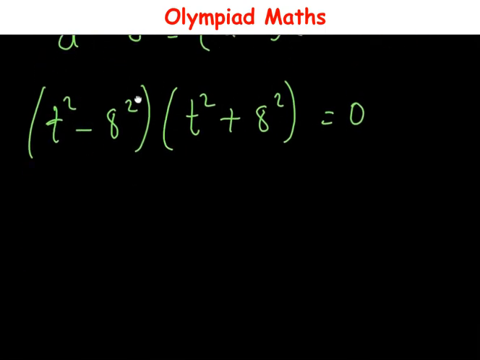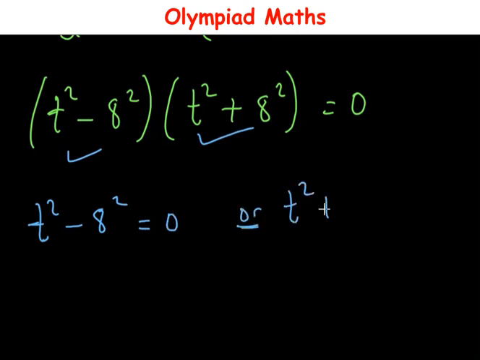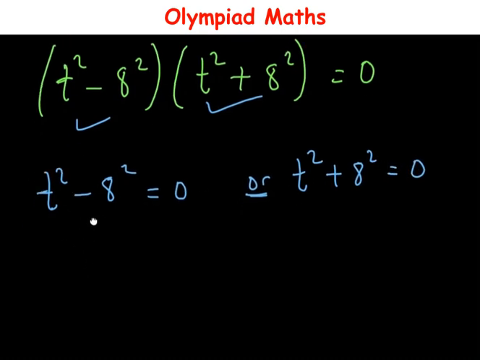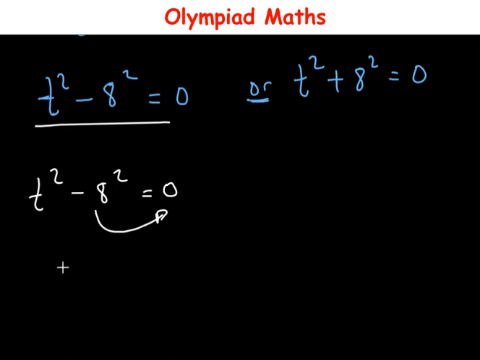So with this, we can equate this to 0 or equate this to 0. For the first one, we have t squared minus 8 squared is equal to 0, or for the second one, we have t squared plus 8 squared is equal to 0. Now let's solve these equations one after the other. For this one right here, we have t squared minus 8 squared is equal to 0. Move minus 8 squared over to this side. This becomes t squared is equal to 8 squared.